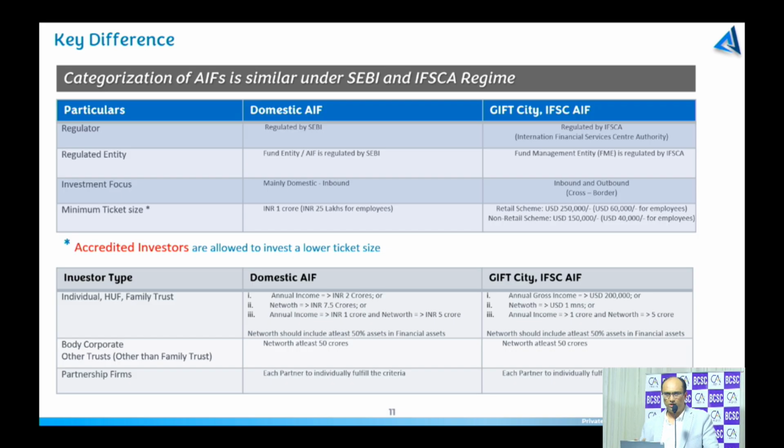In GIFT City, the criteria is annual income of $200,000, or $1 million of net worth, or annual income of $100,000 and a minimum net worth of $500,000. This needs to be in USD. For body corporates, a net worth of 50 crores is required to be deemed an accredited investor. For partnership firms, each partner has to individually fulfill this criteria. There is no defined limit for the entity itself, but each partner has to individually fulfill this criteria. So if these criteria are fulfilled, those investors are treated as accredited investors, and that accreditation can enable you to take a lower exposure in an AIF.